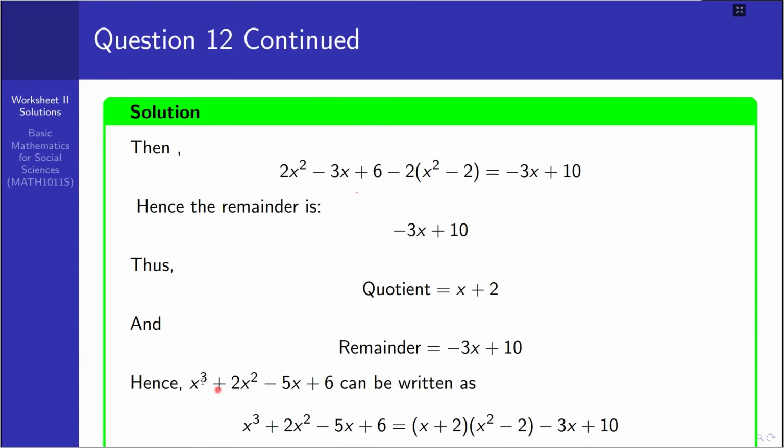Therefore, the dividend x cubed plus 2x squared minus 5x plus 6 can be expressed using the polynomial division algorithm. That means x cubed plus 2x squared minus 5x plus 6 is equal to x plus 2, the quotient polynomial function, times the divisor x squared minus 2, plus the remainder, which is minus 3x plus 10. Therefore, this is the process.